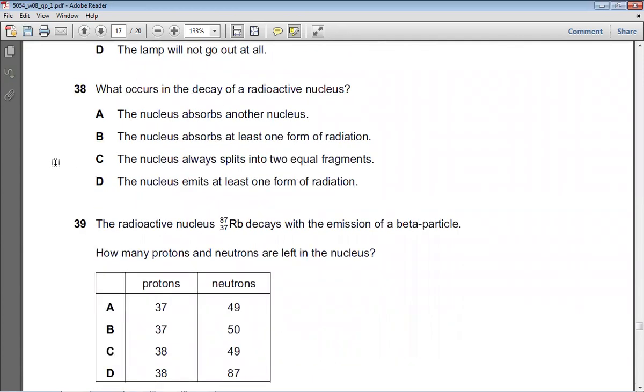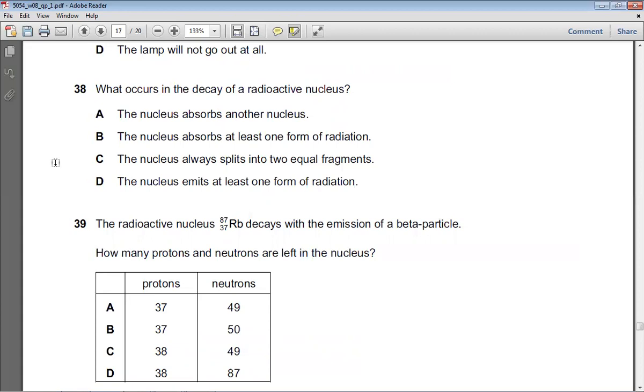What occurs in the decay of a radioactive nucleus? The nucleus absorbs another nucleus. No, I think the nucleus absorbs at least one form of radiation. Maybe the nucleus always splits into two equal fragments. No, definitely not. The nucleus emits at least one form of radiation.